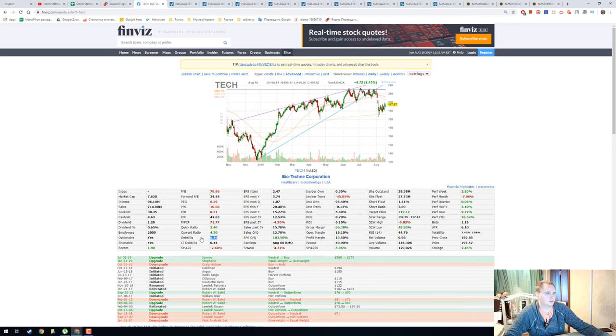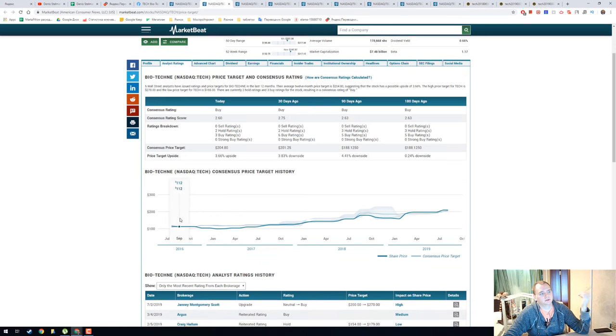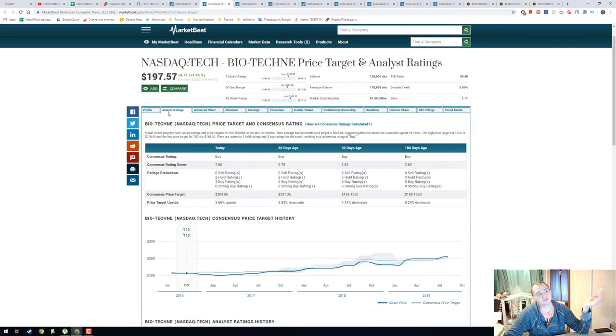We have a really low debt to equity ratio, a really nice payout ratio, and I think it's a really nice time to buy the stock because now they're on lower highs. We have really good analyst ratings, and the consensus price target is $200, and now it's a little bit lower. And we have a really nice trend in analyst ratings.